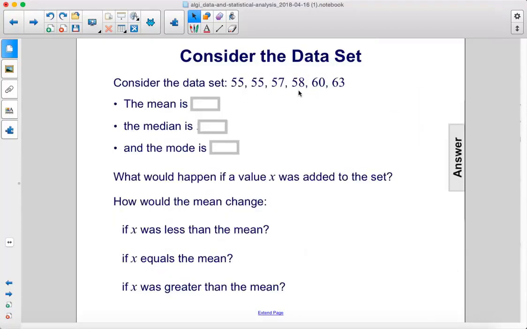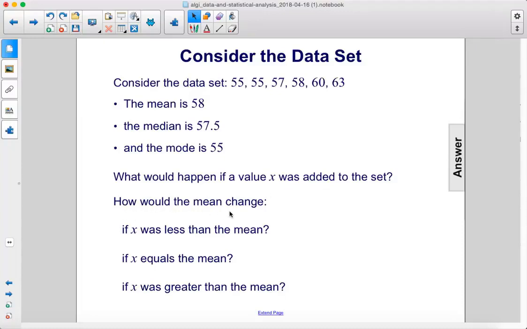Consider the data set. The mean is, well, if you add all of these up and then divide by 6, you get 58. The median is, well, we have 6 numbers here, so the average of the 2 center numbers is 57.5. The mode is 55, because that shows up twice, whereas all the other numbers are only in there once. What would happen if a value x was added to the set?